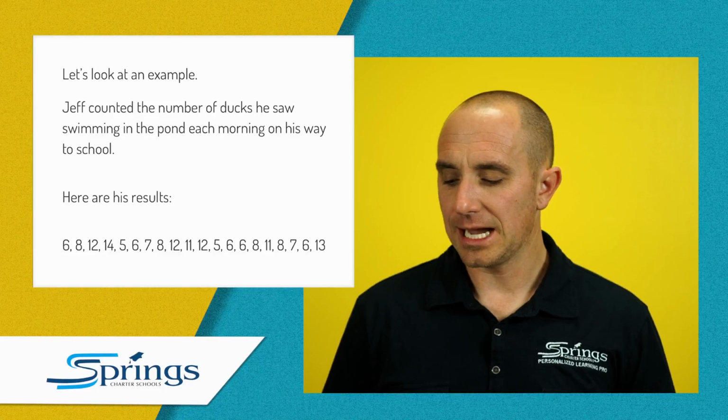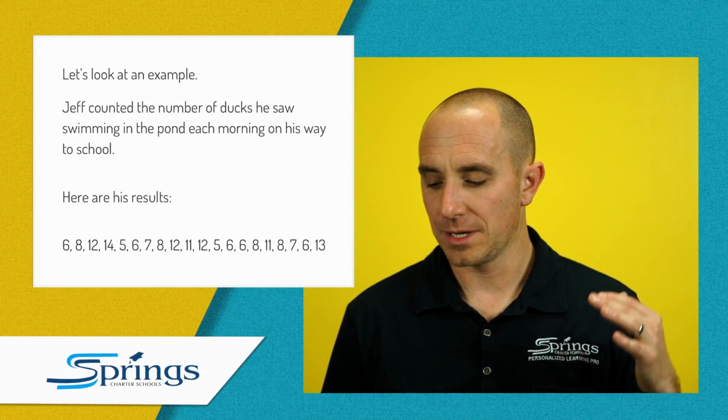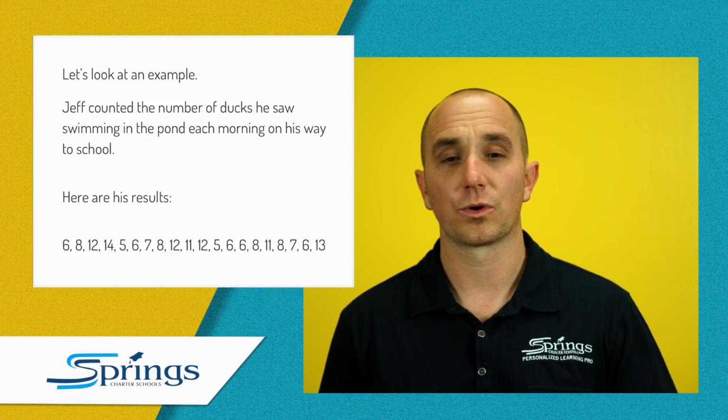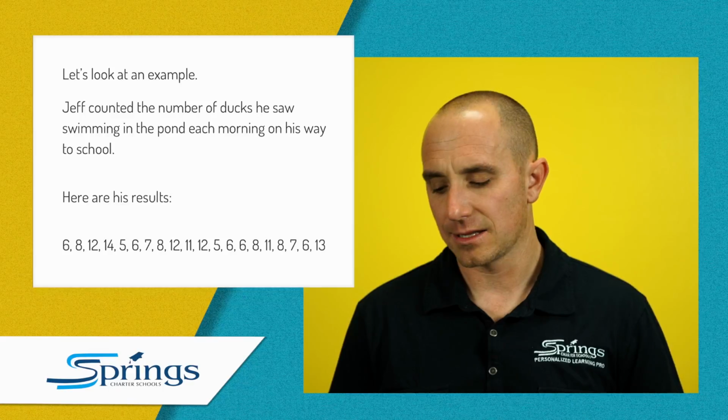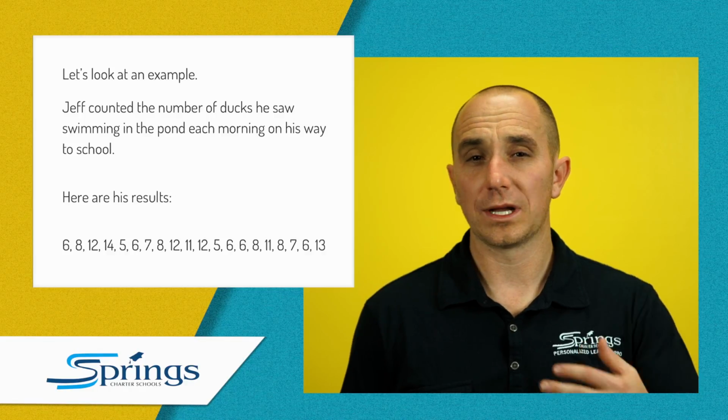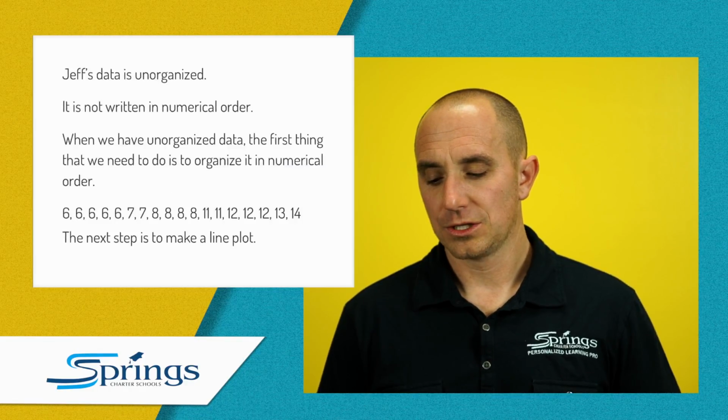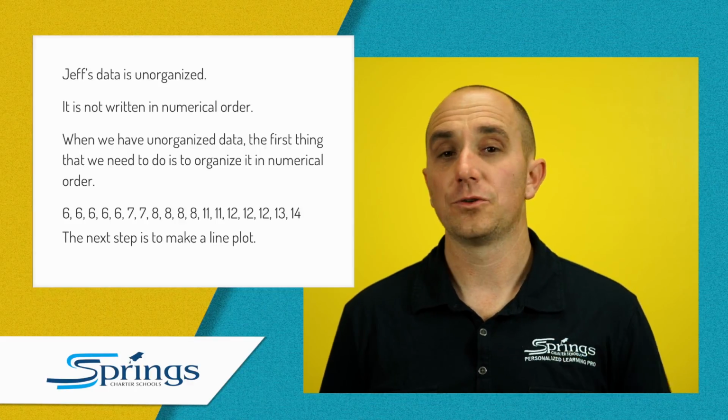So we have Jeff, and he counted the number of ducks he saw that were swimming in a pond each morning on his way to school. You can see here he just took a tally as he walked by, counted 6, and the next day 8, the next day 12, and so on. So you can see it's a little bit harder to represent, to see our range and to see what numbers are missing. So Jeff's data is unorganized. It's not written in numerical order.